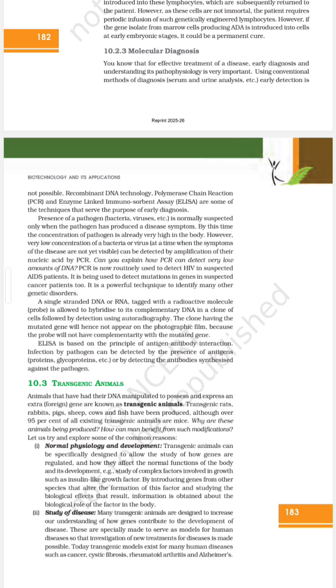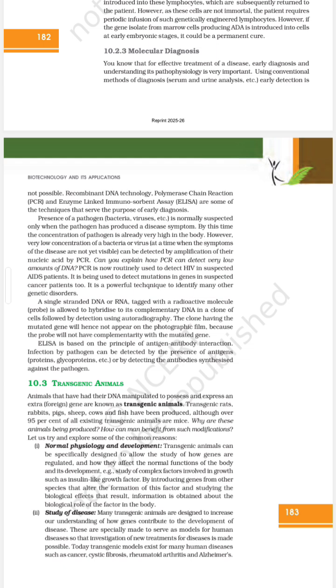Up to this will be enough. However, at very low concentration of bacteria or virus, that is from here, at very low concentration of a bacteria or virus can be detected by amplification of the nucleic acids by PCR. PCR can now be routinely used to detect HIV in suspected AIDS patients. It is being used to detect mutations in genes in suspected cancer patients too. It is a powerful technique to identify many other genetic disorders.